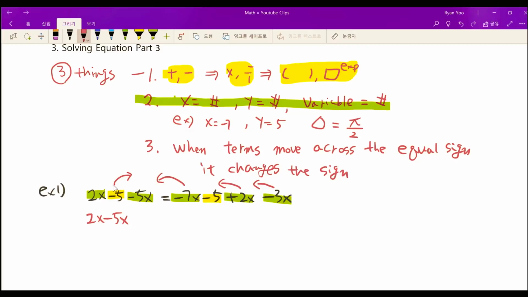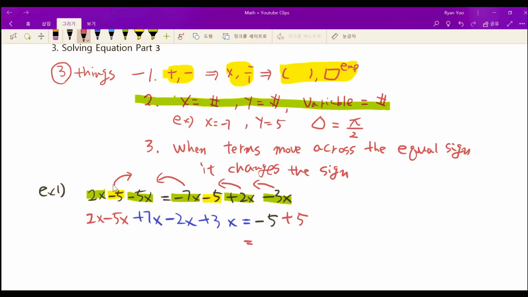So let's move. Positive 2x, negative 5x, they didn't even move. Negative 7x, when I move it to the left, becomes a positive 7x, and positive 2x becomes negative 2x, negative 3x becomes positive 3x, equal to, there was a negative 5 from the very beginning, but the negative 5 on the left hand side, when I move it to the right, changes the sign, positive 5. All right, and then we can combine like terms.